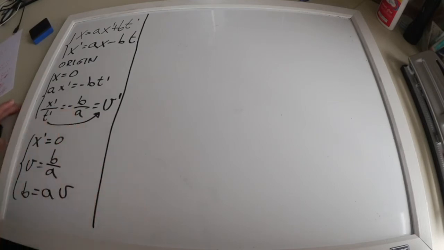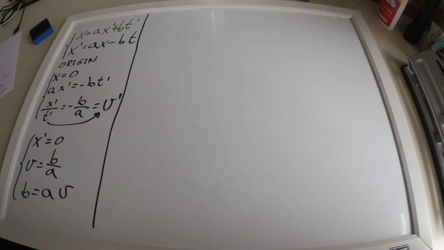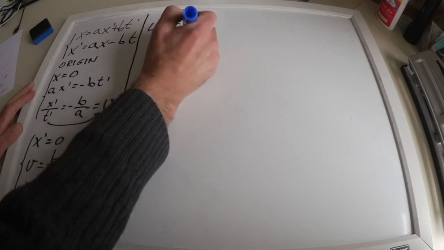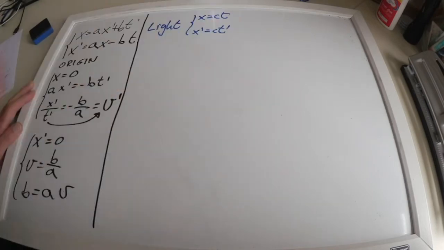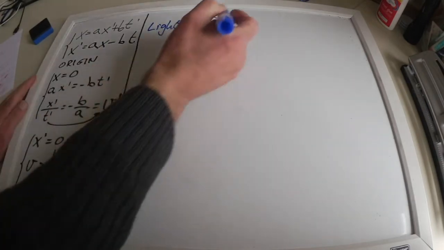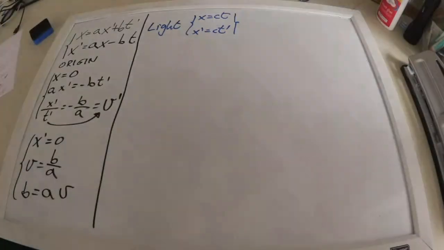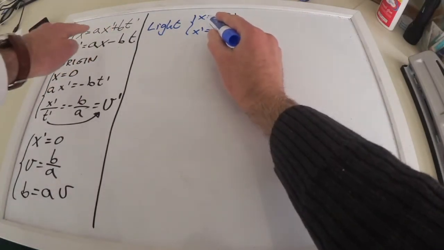Let's leave these results here for a moment and let's have a look at the coordinates of a beam of light traveling at light speed. For a beam of light, we know that x equals ct, but also x prime equals ct prime. Remember, light travels at c for all observers. Remember that we want to find the values of a and b, those are our unknowns. Those are the parameters that will define the transformation equations we want to find. We substitute these results for light in the general form of the transformation equations.